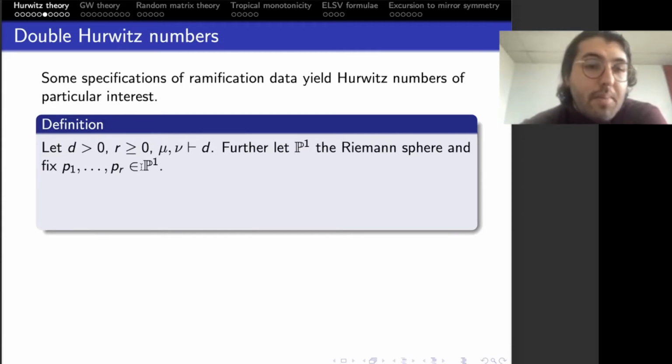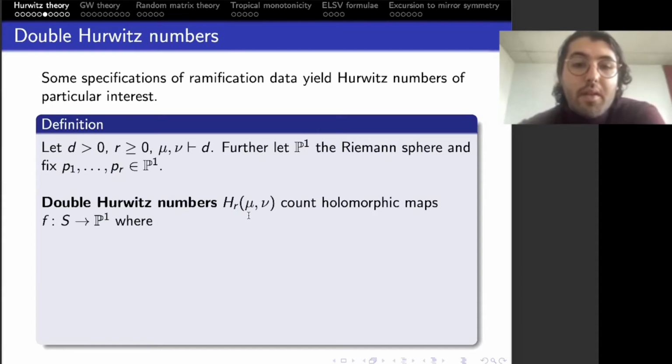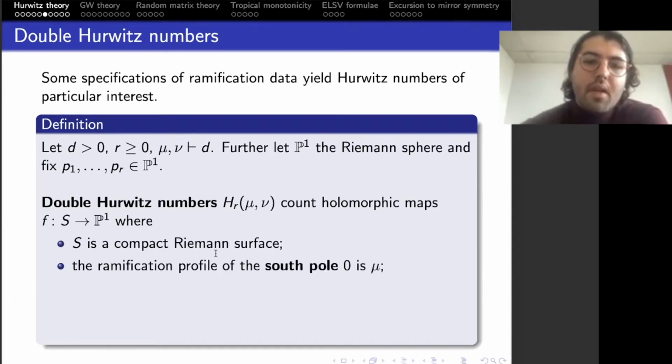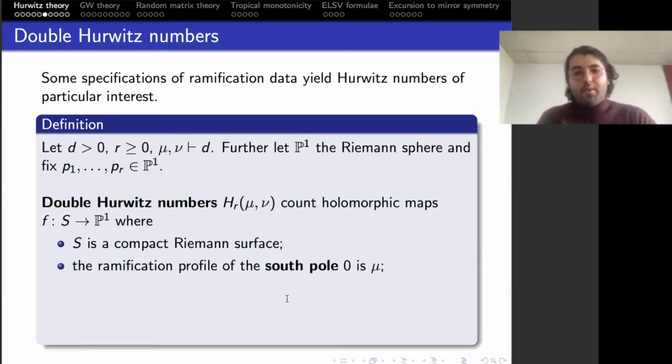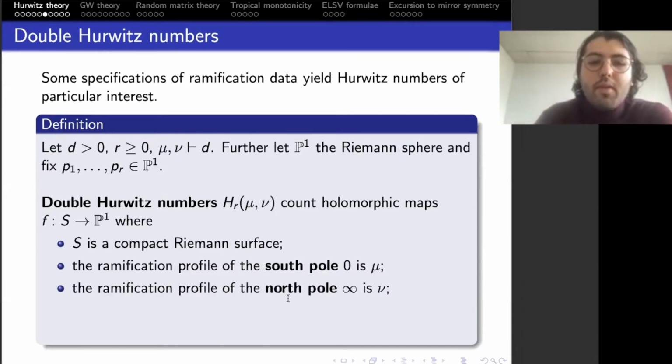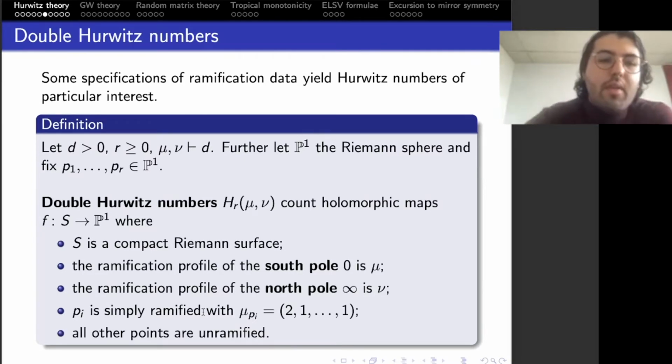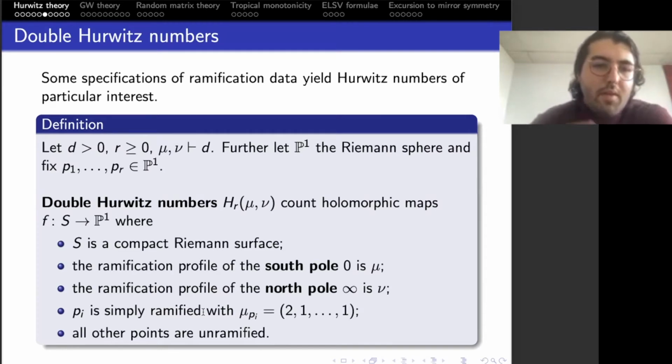And we further fix r points on P1. So this is what this r is for. So I fix r many points on P1 that I denote by p1 to pr. Then double Hurwitz numbers H_r(mu, nu) count holomorphic maps f from S to P1, such that S is a compact Riemann surface. The ramification profile of the south pole of the Riemann sphere is mu. The ramification profile of the north pole of the Riemann sphere is nu. The ramification profile of these points p1 to pr is simply 2 and only 1. So these pi are simply ramified. And all the other points on the Riemann sphere are supposed to be unramified. So this is what double Hurwitz numbers are.